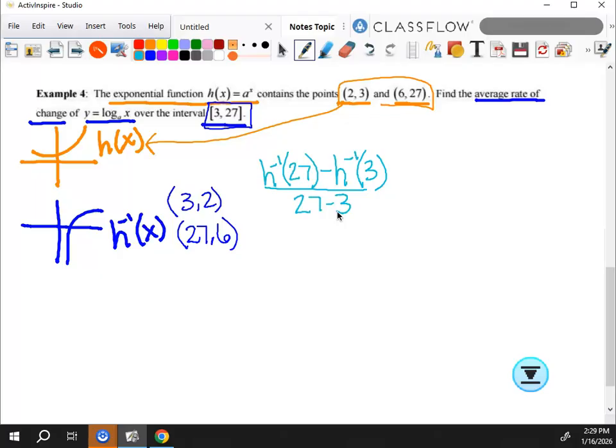It's not just 7th grade slope. I mean, it is, but you got to dress it up a little bit with your function notation. Then your next step, what is h inverse of 27? Okay, 6. So this is 6 minus 2 over 27 minus 3, which is 24. So I get 4 over 24, which is 1/6.